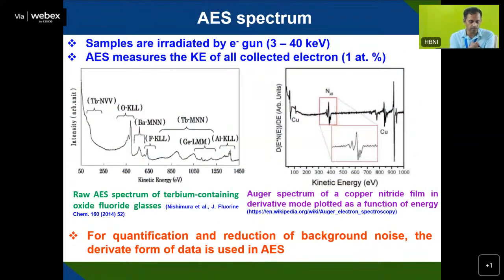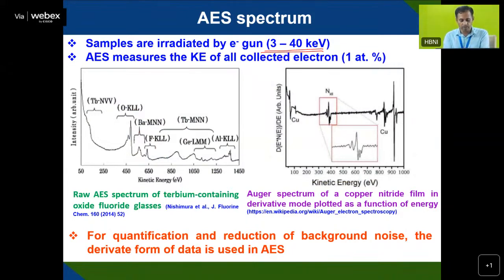In Auger electron spectroscopy, samples are irradiated by an electron gun, and mostly the electron energy is 3 to 40 kilo electron volt, and Auger electron spectroscopy measures the kinetic energy of all collected electrons. So here you measure the kinetic energy, and you can see intensity versus kinetic energy is measured. This is an example, germanium, aluminum, all with kinetic energy measured. This is a raw spectrum of terbium containing oxide fluoride glasses. So mainly terbium is doped here. So this is the raw spectra.